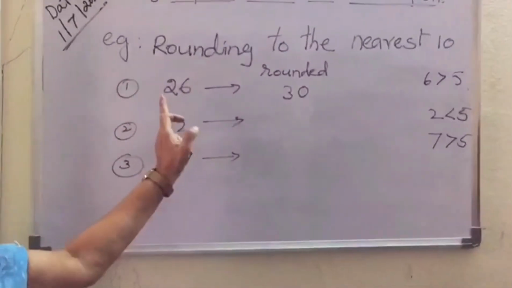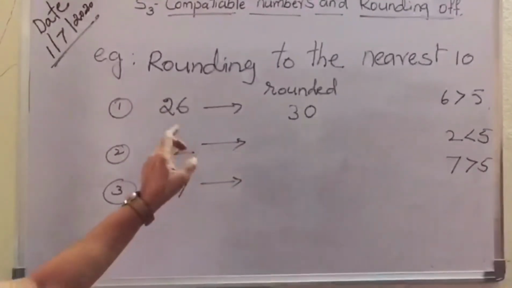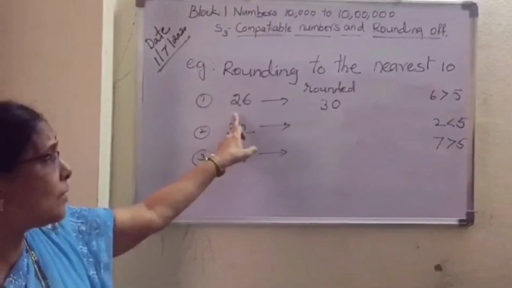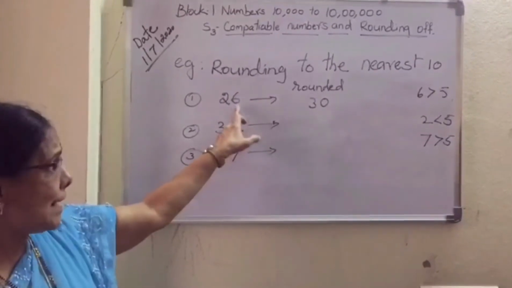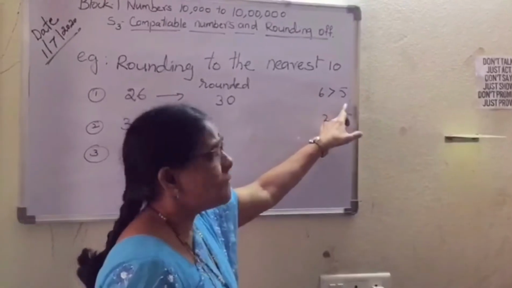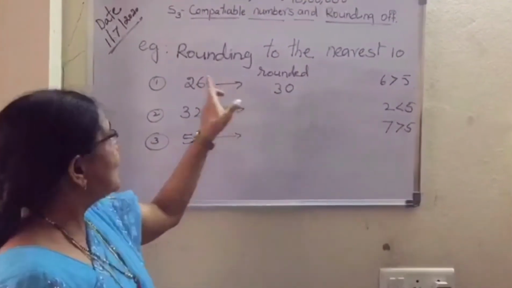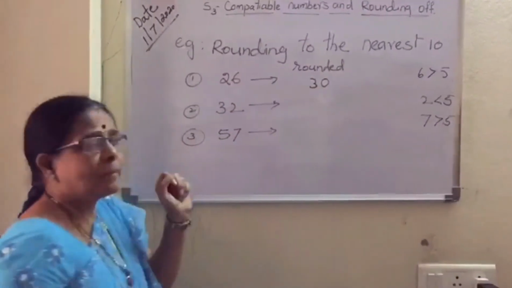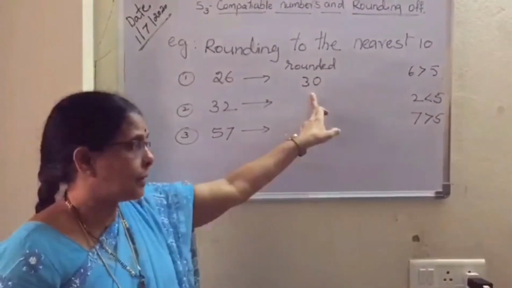For example, 26. Here, in the tens place, which number is there? 2. For rounding this number, we have to check 6, the one's place number. So 6 is greater than 5 or less than 5, children? Greater, so the 0 comes in the one's place and this number will be changed in the tens place. So 30. Understood, children? So 26 is rounded to 30.